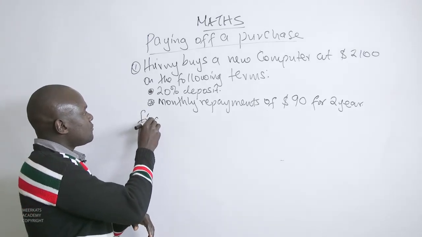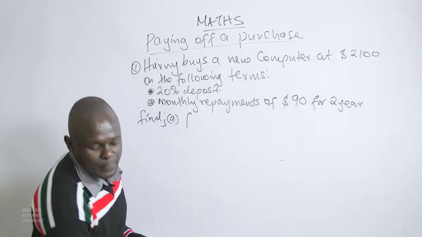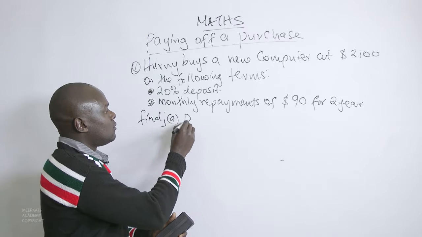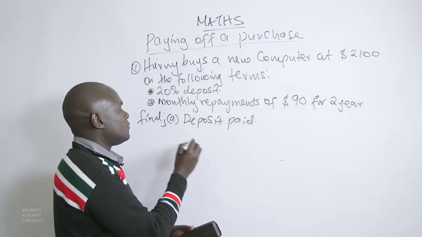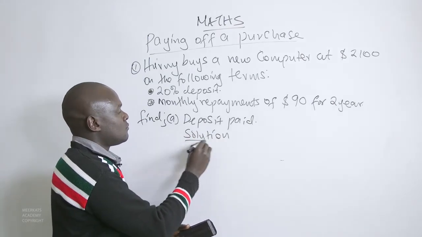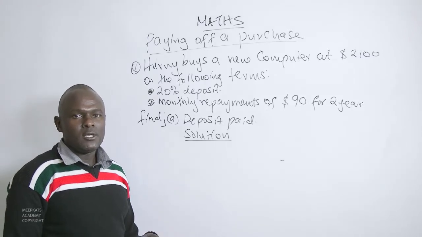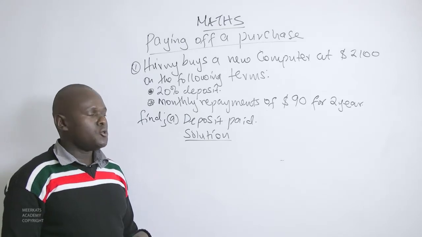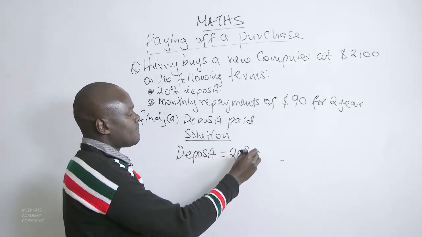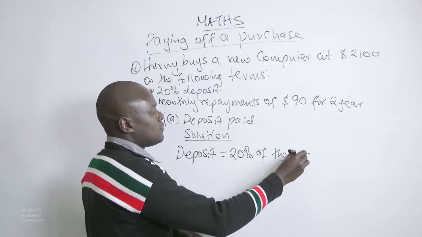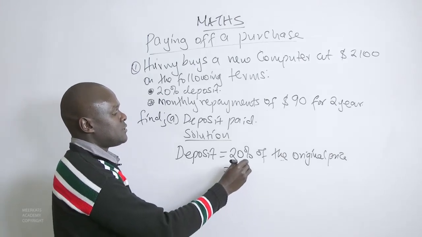Part A is for us to find the deposit paid. As we have discussed the question before we come to the solution, we have agreed that the deposit will be 20% of the original price of the new computer. So our deposit will be equal to 20% of the original price, or the original cost.